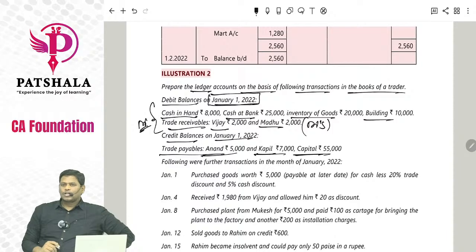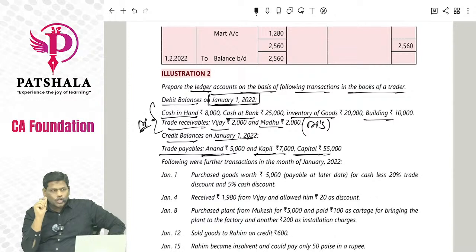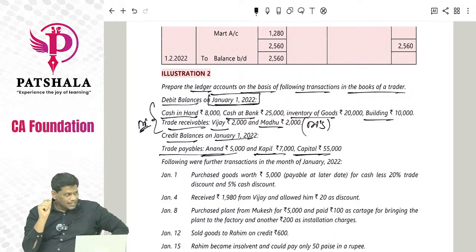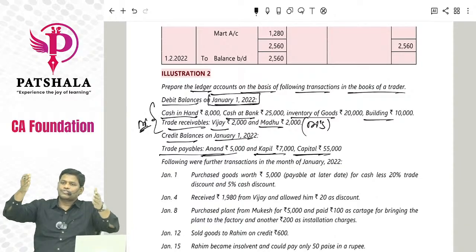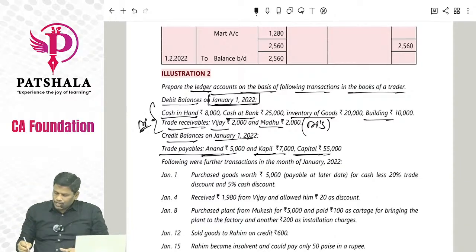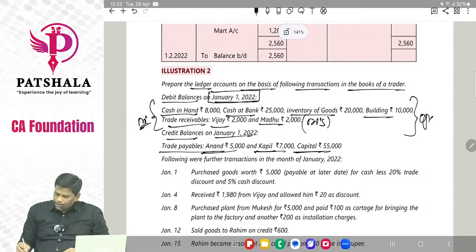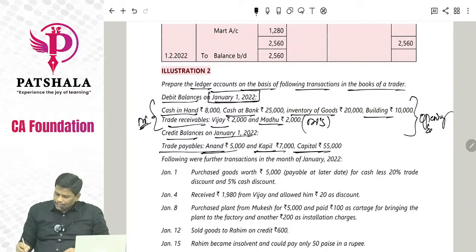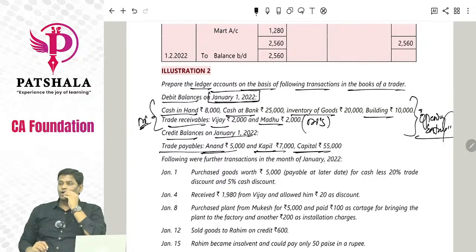Capital is also personal. There is not a single nominal account. Just now I told you, nominal accounts will not be carried forward to next year. Nominal accounts will be closed there and then itself. So to bring these balances from last year to this year, we have to write one entry called opening entry. Remember? In types of journals I told you there is one entry called opening entry.